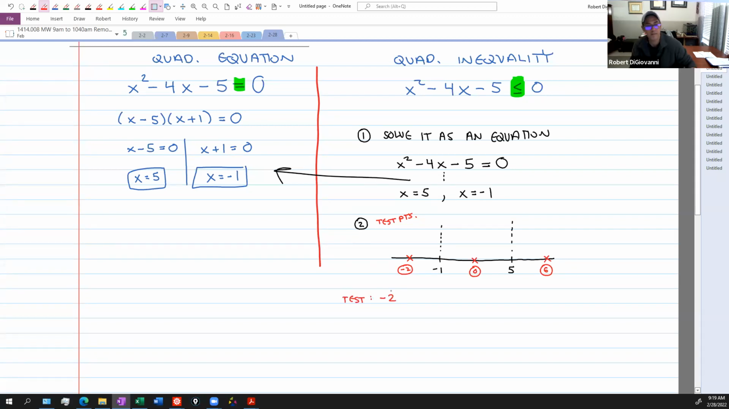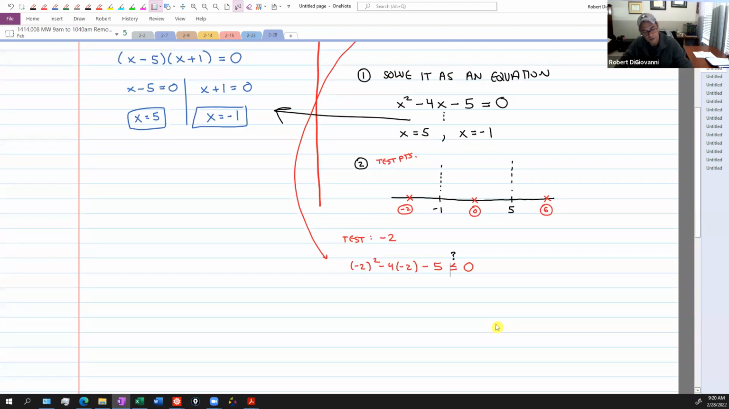-2, okay? And when I test it, I'm testing it into this. So I'm going to put -2 squared minus 4 times -2 minus 5 less than or equal to 0. And this is what I'm actually asking myself. Is this true, right? When I do this computation, will this be less than or equal to 0? So when we square the -2, we get 4. -4 times -2 is +8. And then take away 5.